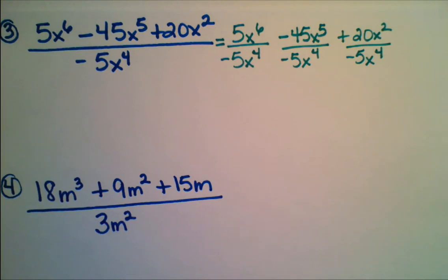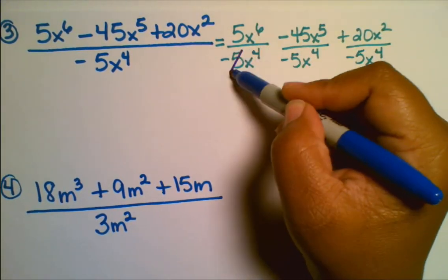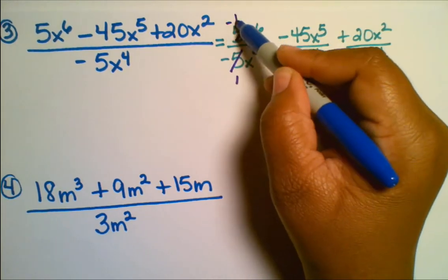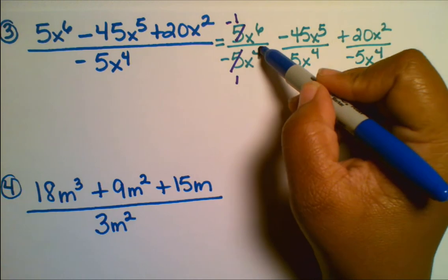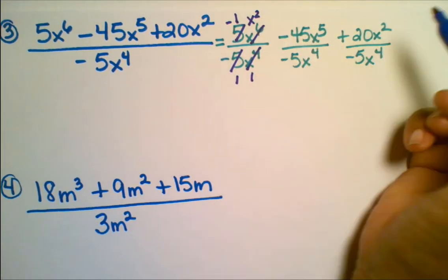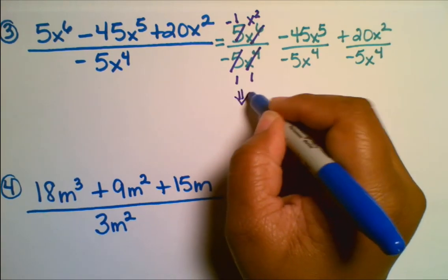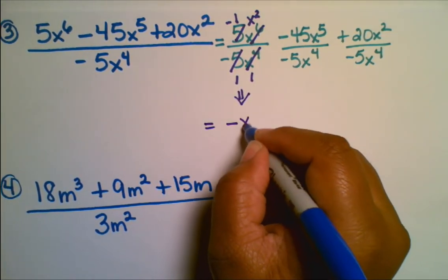Okay, so let's look at this. 5 divided by negative 5. Well, that gives us negative 1. And then our x to the 6th over x to the 4th. We're going to subtract 4 x's from out of 6. We have x squared. So that first term here would give us negative 1x squared, or we would say negative x squared.